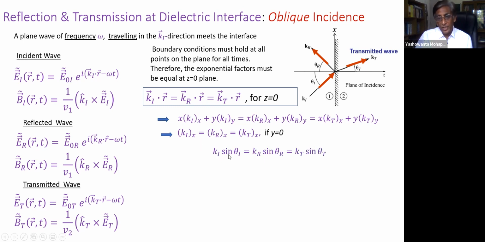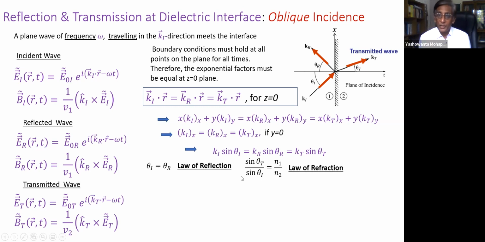It is ki sine theta i, which must be equal to kr sine theta r, equal to kt sine theta t. The first thing that gives me is ki sine theta i and kr sine theta r, and hence theta i must be equal to theta r. That is the law of reflection. The same thing we can also obtain from the relationship sine theta t over sine theta i is n1 by n2, which is the law of refraction that we learned in upper primary or in high school.